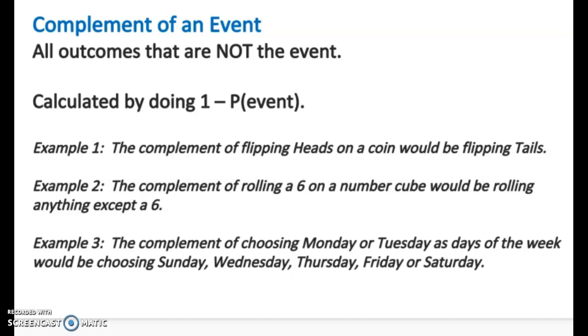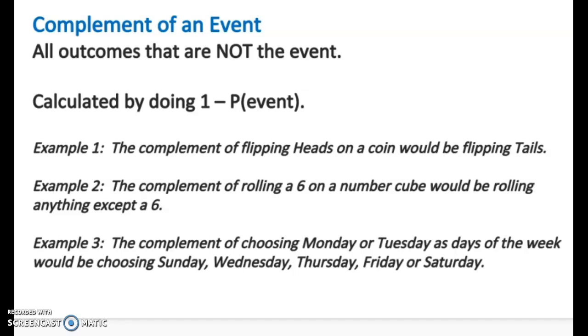Just to get your head wrapped around what the complement of an event is, let's take a look at a couple examples. So example 1, the complement of flipping heads on a coin would be flipping tails. Example 2, the complement of rolling a 6 on a number cube would be rolling any other number except for 6.